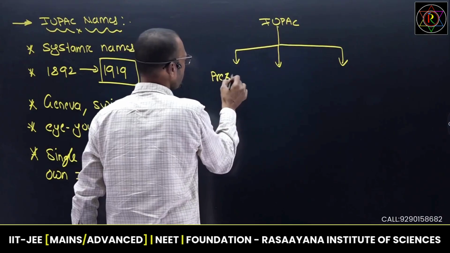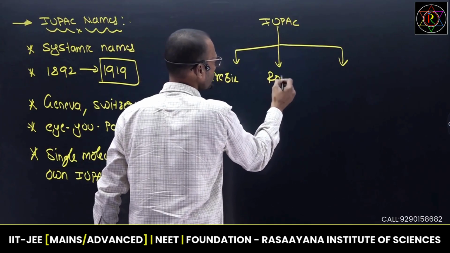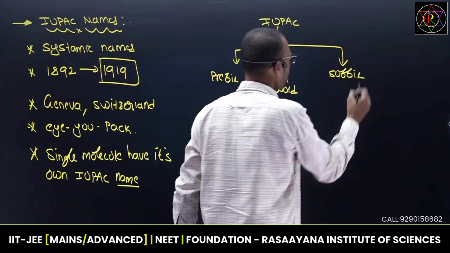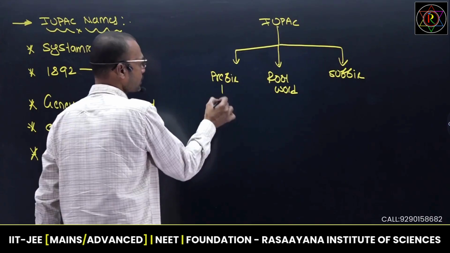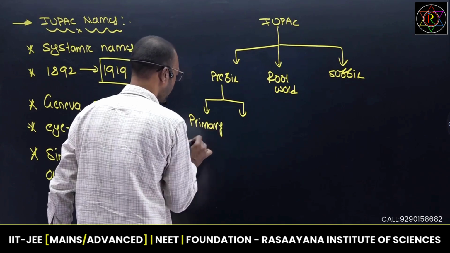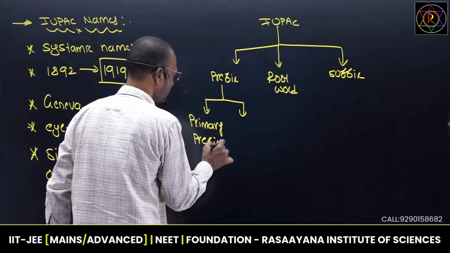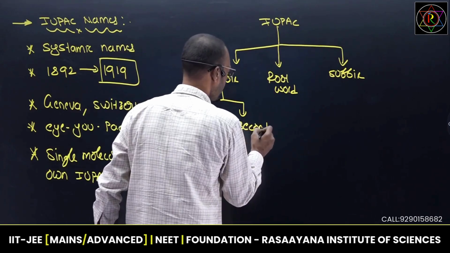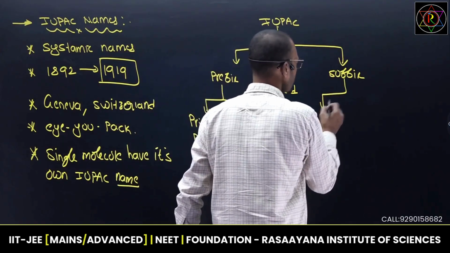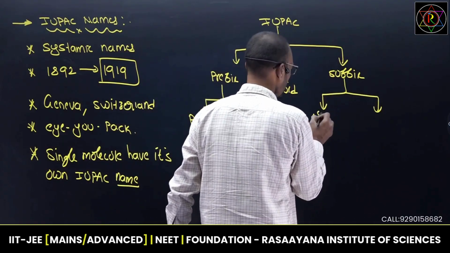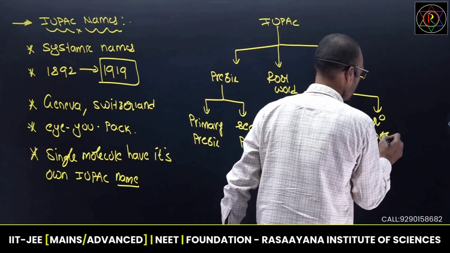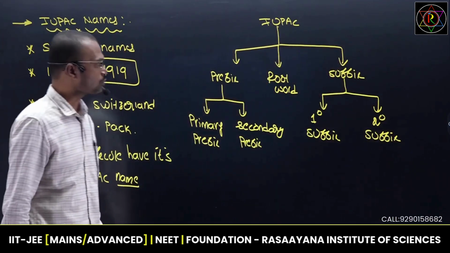So generally this is called prefix, here it is root word, and this belongs to suffix. Prefix, root word and suffix. Prefix is further classified into 2 types: this is a primary prefix, and this is secondary prefix. And here also the same. Suffix is also further classified into 2 types: a primary suffix, and this is called secondary suffix. So prefix is 2 types, suffix is 2 types. Total 5 words will be there.